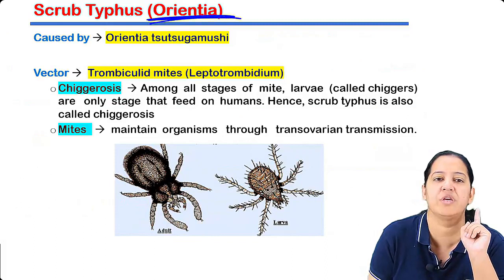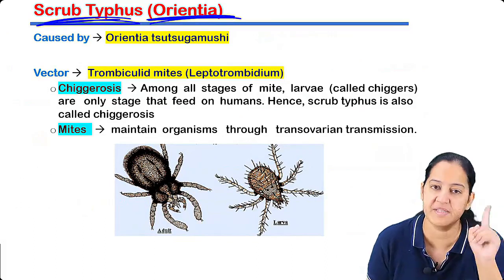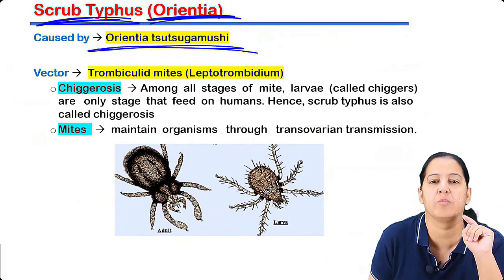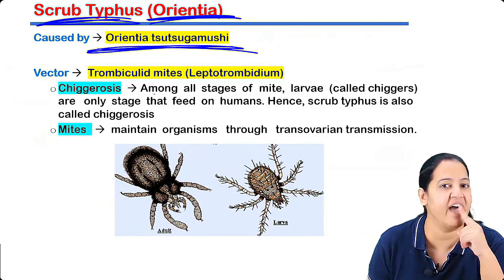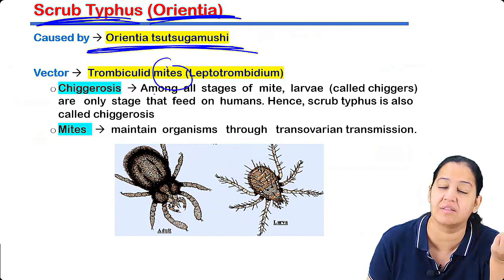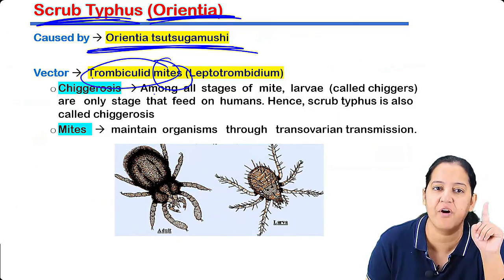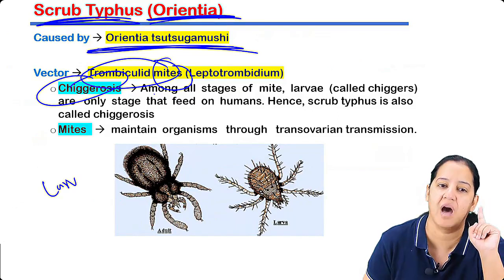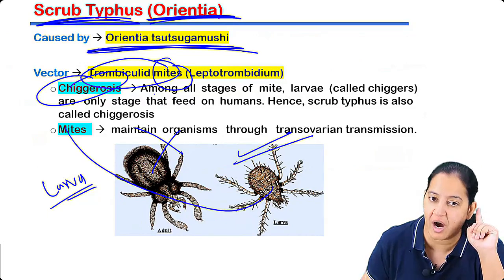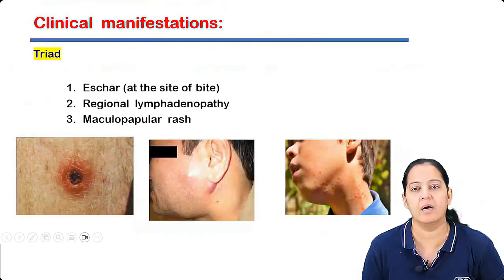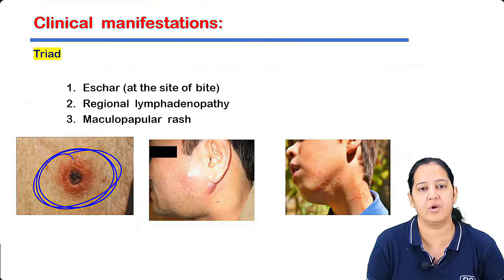Orientia tsutsugamushi causes scrub typhus. The vector is not the mite itself, but the larva of the mite, which is known as chigger, causing chigger disease. Here also an eschar is there.